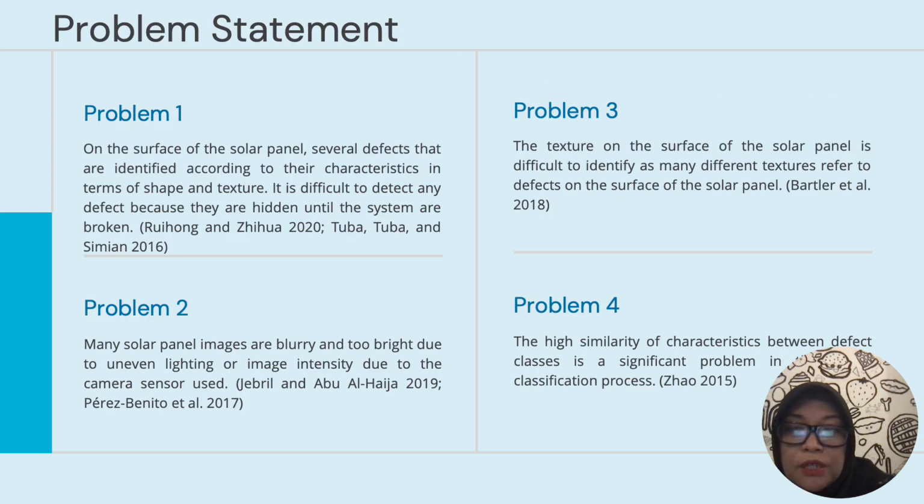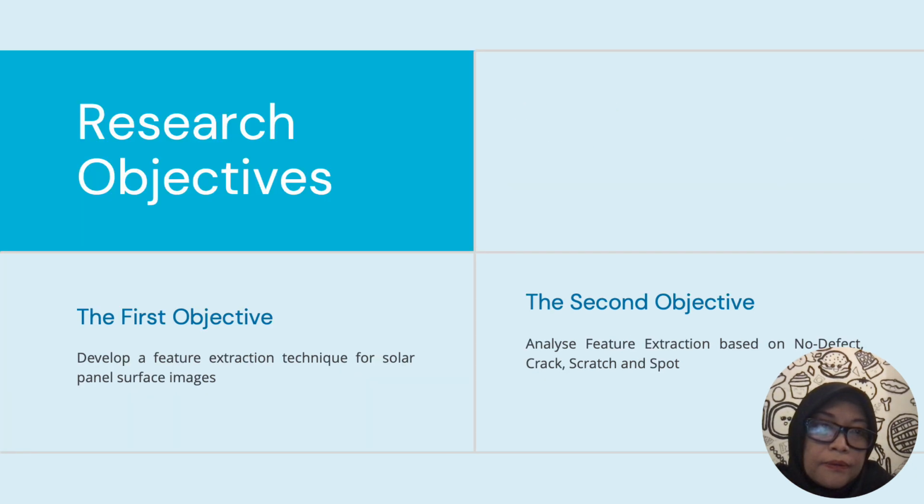Solar panel surfaces often exhibit defects characterized by their shape and texture. However, these defects are challenging to detect as they remain hidden until the system fails. This is my research objective. The first objective is to develop a feature extraction technique for solar panel surface image. And the second objective is to analyze feature extraction based on no defect, crack, scratch, and spot.